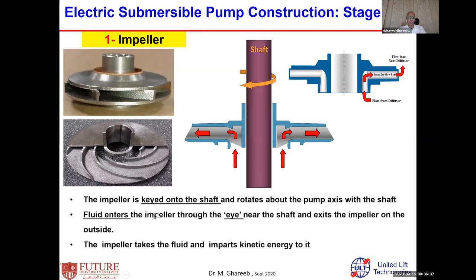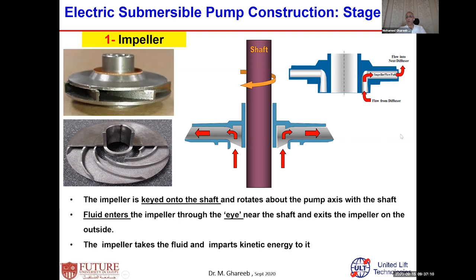If the fluids enter the impeller through the eyes near the shaft and exit the impeller on the outside, the impeller takes the fluid and imparts kinetic energy to it, which is transferred as velocity energy to go out. Then I need something here to hit and stop this fluid and change the direction.